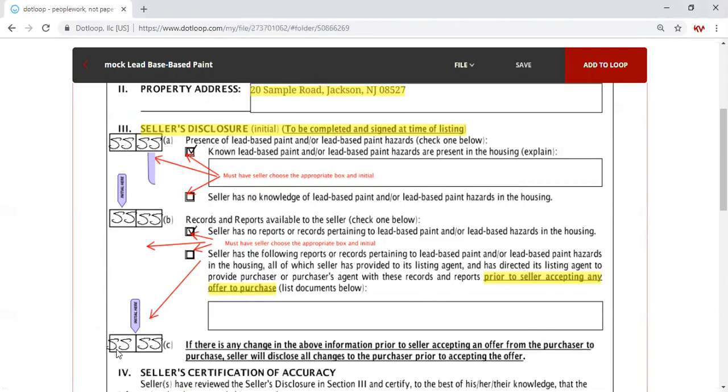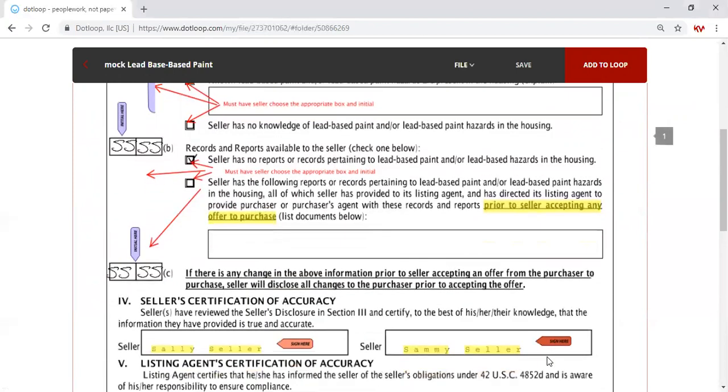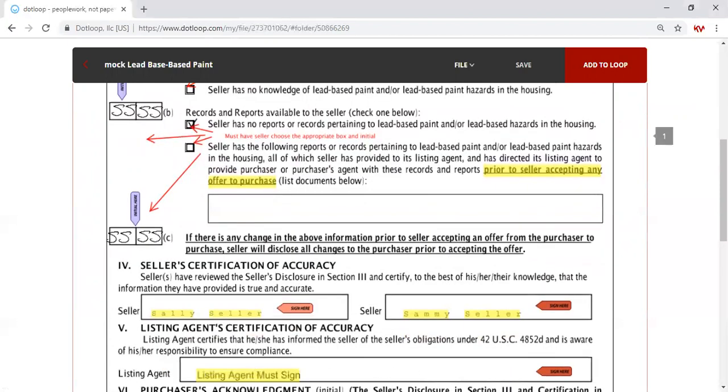Number 3C, the sellers would also have to initial that they've read this following paragraph. If there is any change in the above information prior to the seller accepting an offer from the purchaser, the seller will disclose all changes to the purchaser prior to accepting the offer. So that is the seller's portion. The seller then will have to sign, both parties. If there are more than 2 parties, then you'll have to add their signature placeholders. The listing agent must sign here. That is the listing side.